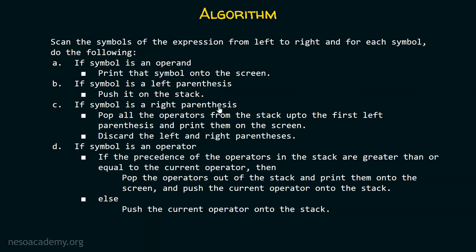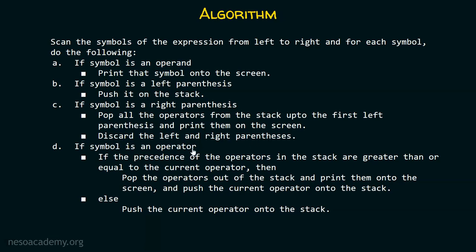If the symbol is a right parenthesis, then pop all the operators from the stack up to the first left parenthesis and print them on the screen. Simple. We have to pop all the operators from the stack one by one and print them onto the screen until we encounter a left parenthesis. Discard the left and right parentheses after that.